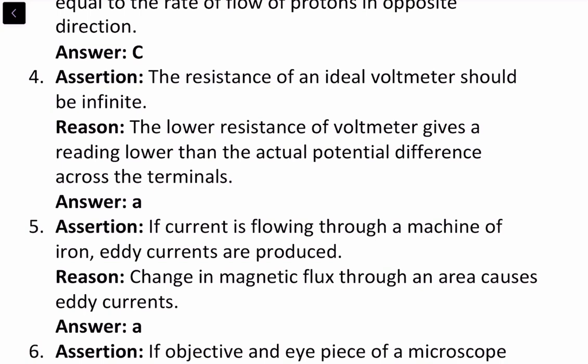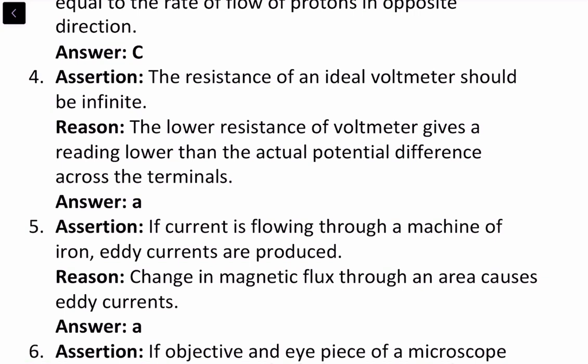The lower resistance of a voltmeter gives a reading lower than the actual potential difference across the terminals. Now look at this one carefully. So lower resistance of the voltmeter gives a reading lower than that of the actual potential difference across the terminals. Why are we using a voltmeter? We use the voltmeter to measure the potential difference across 2 points, across 2 terminals.